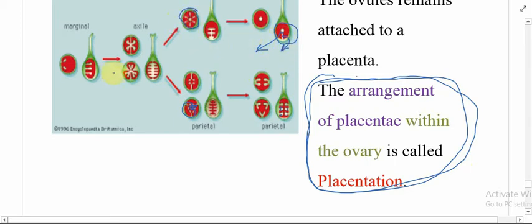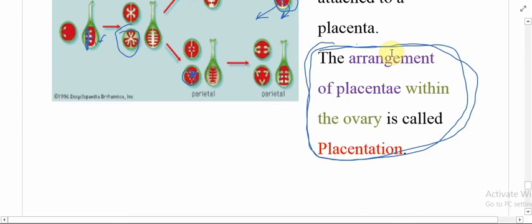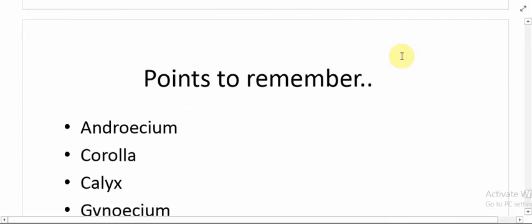Now look at this one. They're all different. Look at this one. This placenta is totally different from this one. This placenta is totally different from this one. These are the ovules, and this is the ovary. So this attachment in the middle is the placenta, which attaches the ovary with the ovule. The ovules remain attached to a placenta. So the placenta helps the ovules to get attached with the ovary. So that's the placentation, and that's all for you.